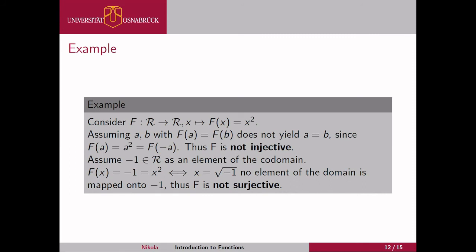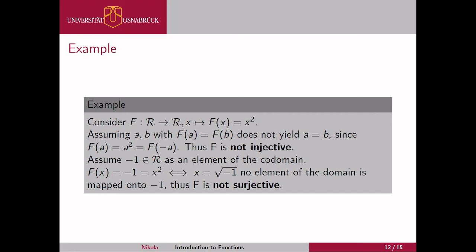Now, a second example where this doesn't work out is f of x equals x squared. Now, again, assume we have a and b such that f of a and f of b are equal. Let's just say that b is equal to -a. Well, f of a is equal to a squared by the definition of our function.